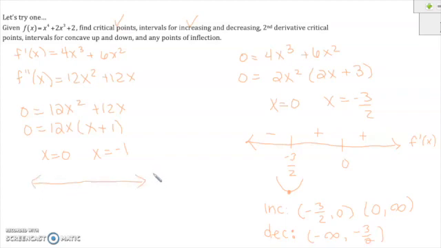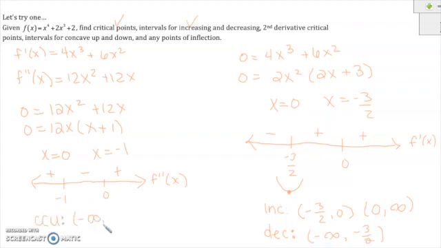I'm going to label this number line, just to keep everything clear for myself. It's not something that's required of me, but I want to keep my work straight. If I plug in negative 2 into the second derivative, negative times negative is a positive. If I plug in negative 1/2, that's negative times a positive, which is a negative. And if I plug in positive 1, that's positive.